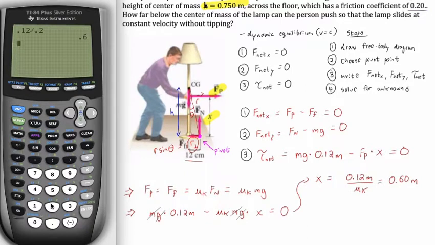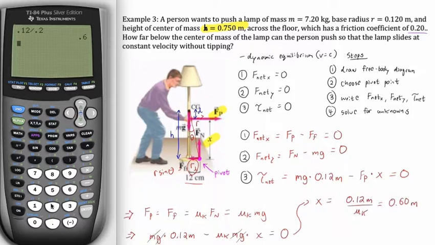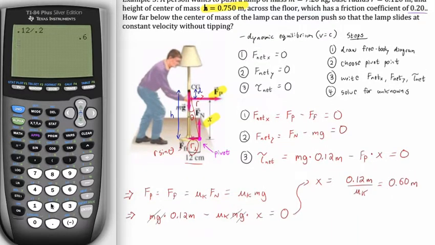But the problem is actually asking for the difference between the two. So we could call this variable here d. All right, and that's what we're asking for. We want to know how far below the center of mass. Well, then our final answer is going to be d equals h minus x, which is going to be 0.75 minus 0.6 meters, which is 0.15 meters.